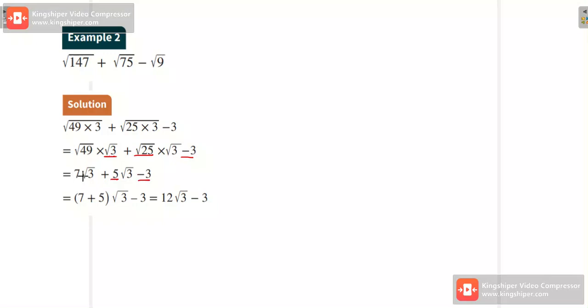Now, let us focus on this because that is the set part. So we can factorize the root 3 out. Then we are left with 7 plus 5, 7 plus 5 root of 3. Then we subtract the 3 from it. Now, since this is a set, we cannot subtract 3 from it directly. So we just leave the answer as 7 plus 5, which is 12 root 3 minus 3. And that is the final answer.